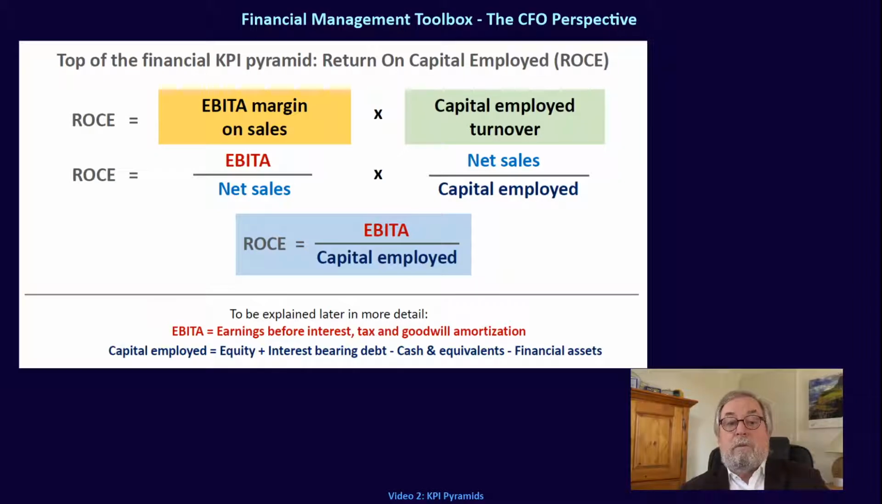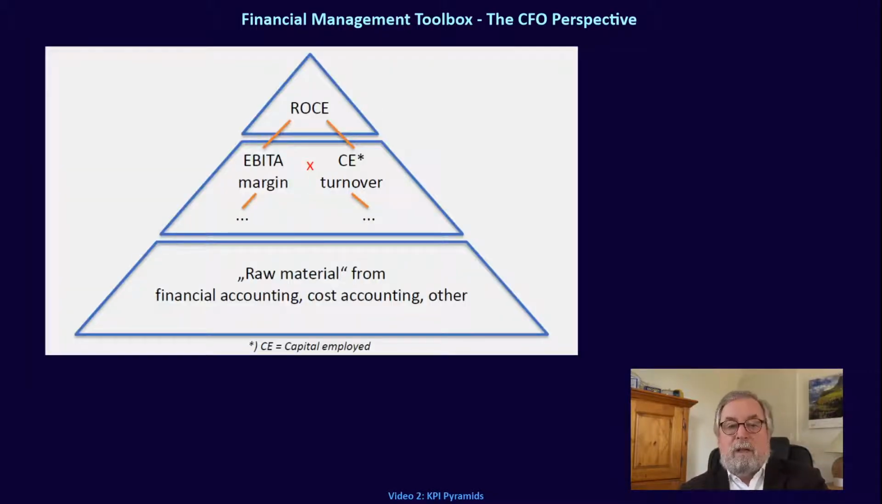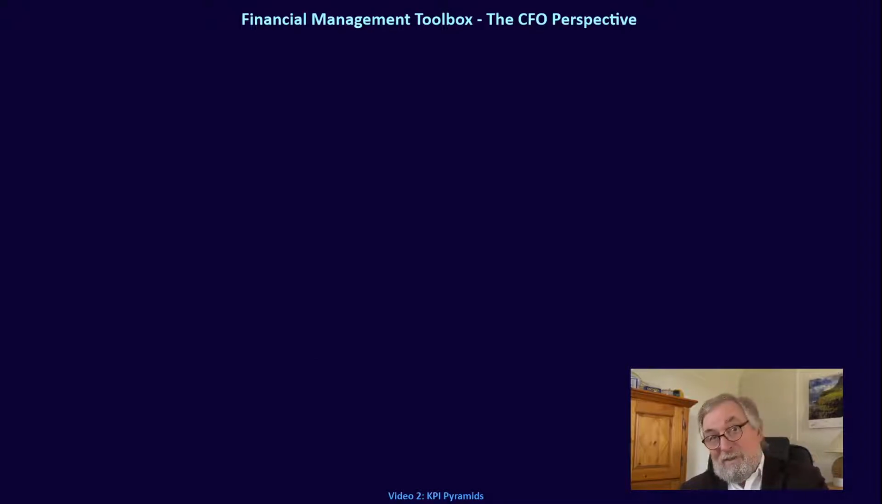The second component of ROCE is the capital employed turnover, the relation of net sales to capital employed, which tells us how many euros of capital we have to invest to get 1 extra euro of net sales. For the measurement of capital employed, we have to dig into some details of the balance sheet. I will postpone that to the next video, which covers the details of ROCE calculation, and ask you for now just to believe the definition you see on the screen, which states that capital employed is equal to the sum of equity and interest-bearing debt, less cash reserves and non-operating financial assets.